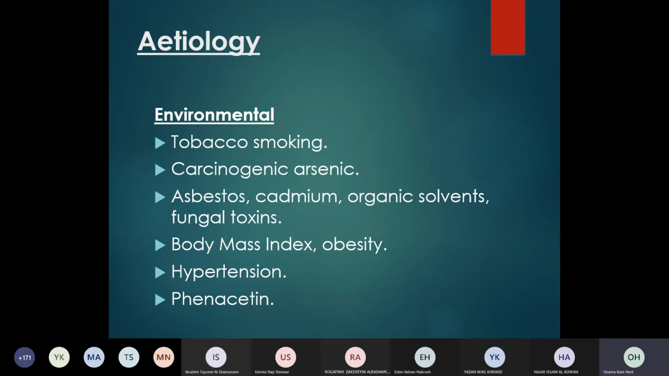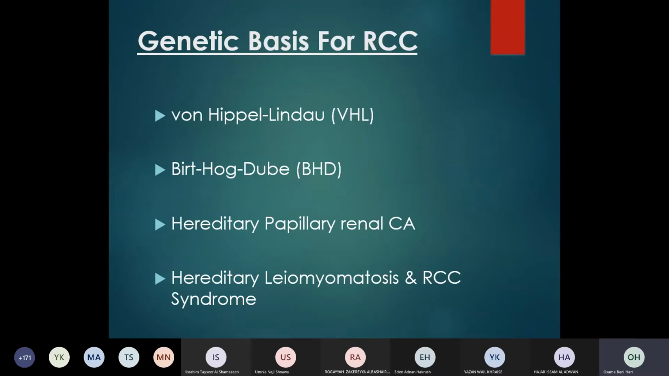A lot of the environmental factors such as tobacco smoking. Tobacco, meaning, guys, cigarettes and the hookah, not only cigarettes. Arsenic, asbestos, cadmium, organic solvents for those who work with paint and factories. Obesity, hypertension, and an old drug called benzene that's used for migraine. We don't use it anymore.